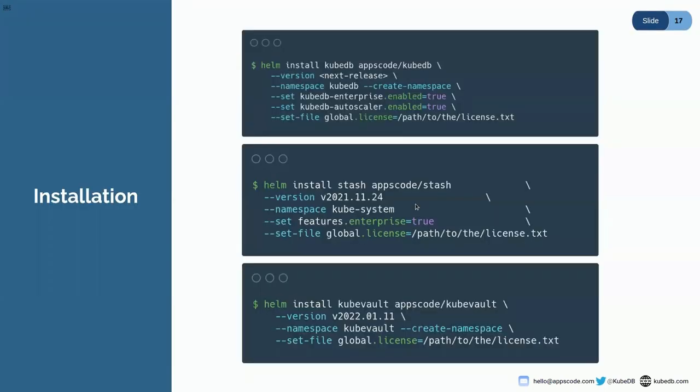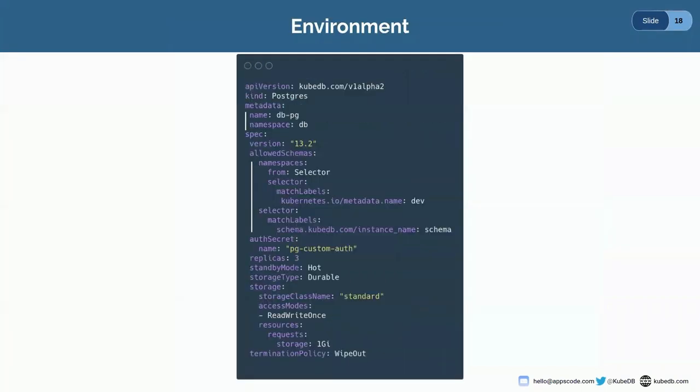So now for your concern, I've already installed KubeDB, KubeVault, and Stash, which are running in the background. If you don't know about KubeDB, KubeVault, and Stash, you can visit the site that Arnav has already referred. So I have applied this YAML for KubeDB PostgreSQL.